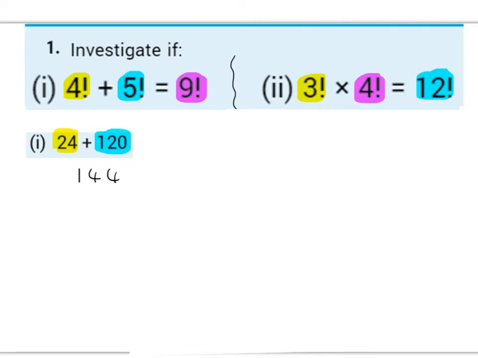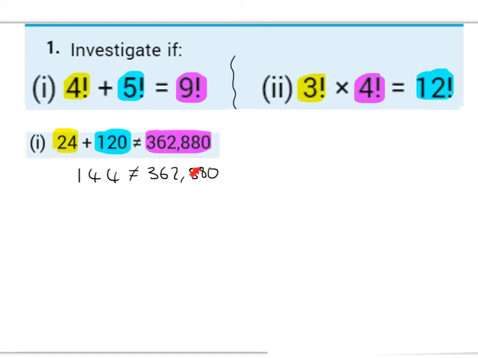Well, 9 factorial means 9 times 8 times 7 times 6 times 5 times 4 times 3 times 2 times 1. And to save you putting all of that into the calculator, you can just put in 9 factorial. And that gives us 362,880. And they are clearly not equal to each other. So when we have an equal sign with a line going through, that means not equal to. So therefore, 4 factorial plus 5 factorial is not equal to 9 factorial.